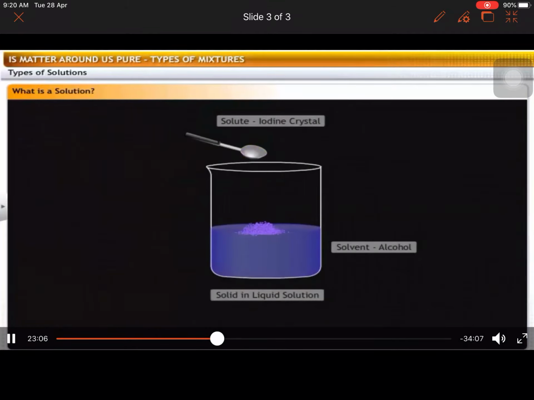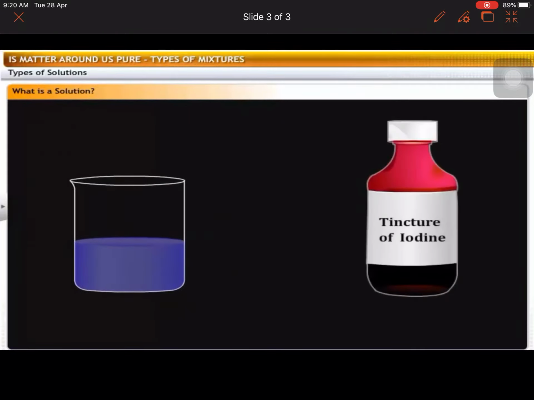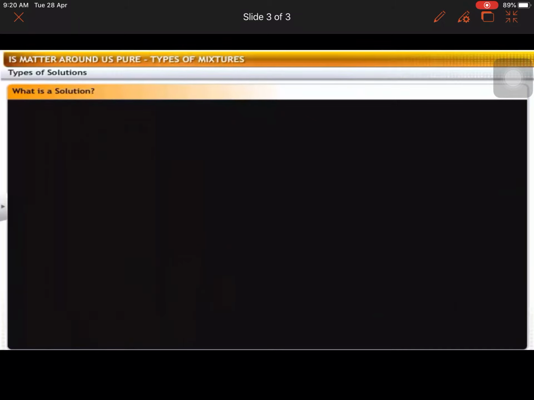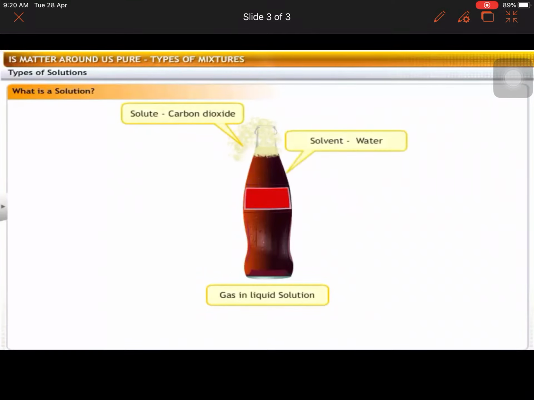A solution of iodine in alcohol is known as a tincture of iodine. The iodine is the solute and alcohol is the solvent. This is an example of a solid in a liquid solution. An aerated drink is a gas in liquid solution, where carbon dioxide is the solute and water is the solvent.